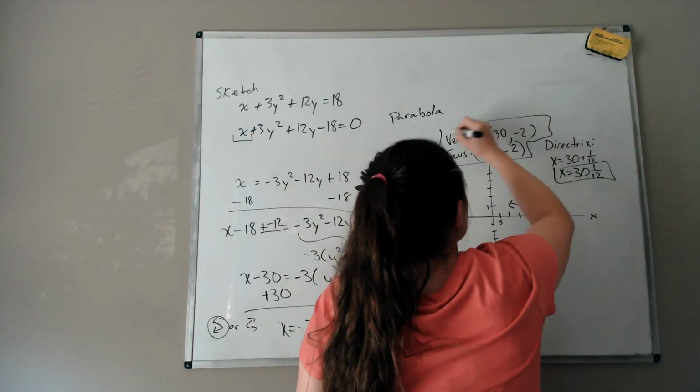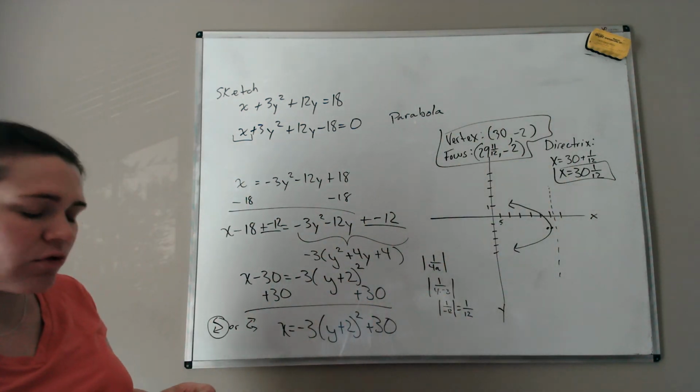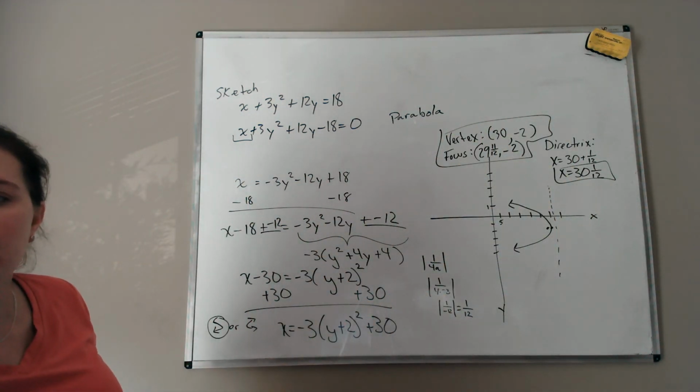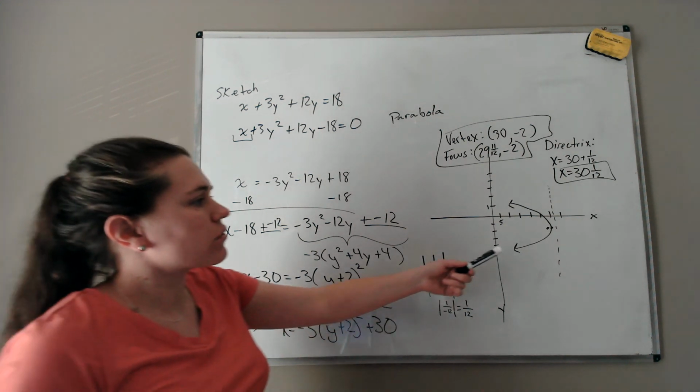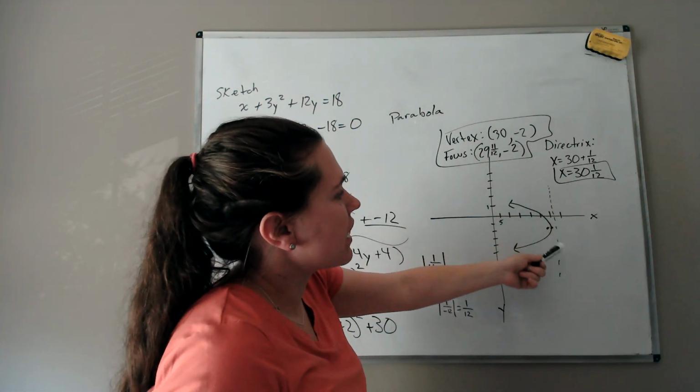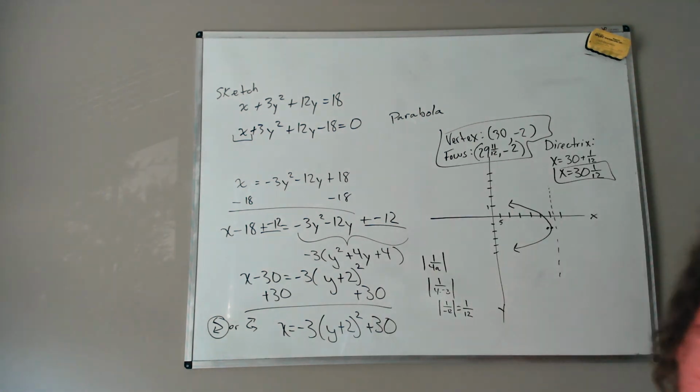Okay, so that's the information that you need to have for when you are graphing a parabola. Have its vertex, have the correct orientation, have the focal point, and the equation of the directrix, as well as all of that graph.